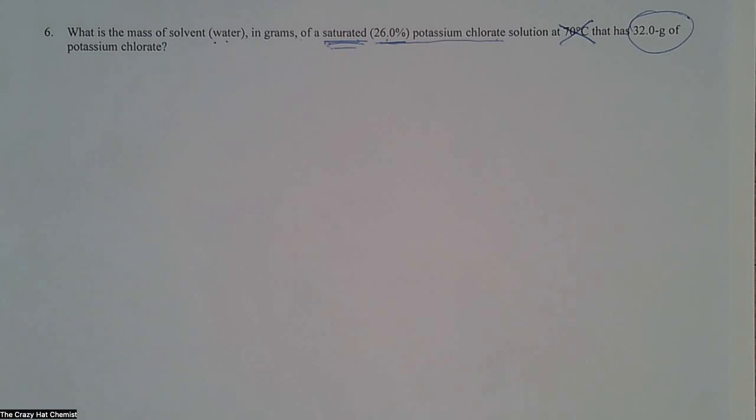This is actually a graph, a curve, which has the amount of solute on the y-axis and the temperature along the x-axis. And at 70 degrees, the maximum amount of potassium chlorate that can go into a certain mass of water is 32 grams. So here we go.